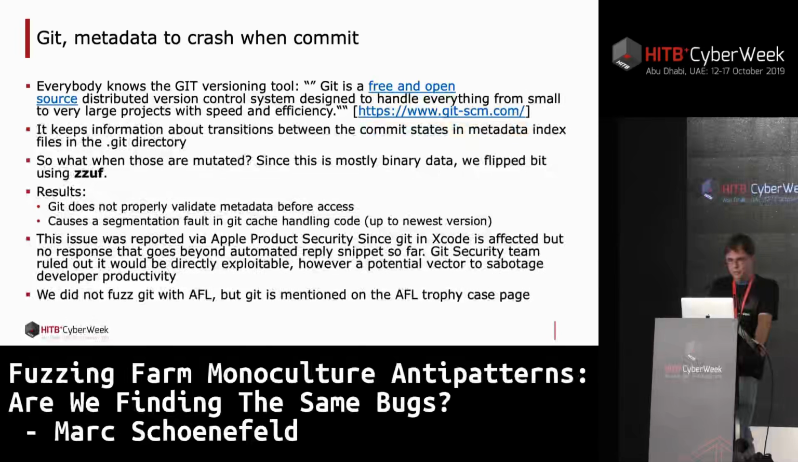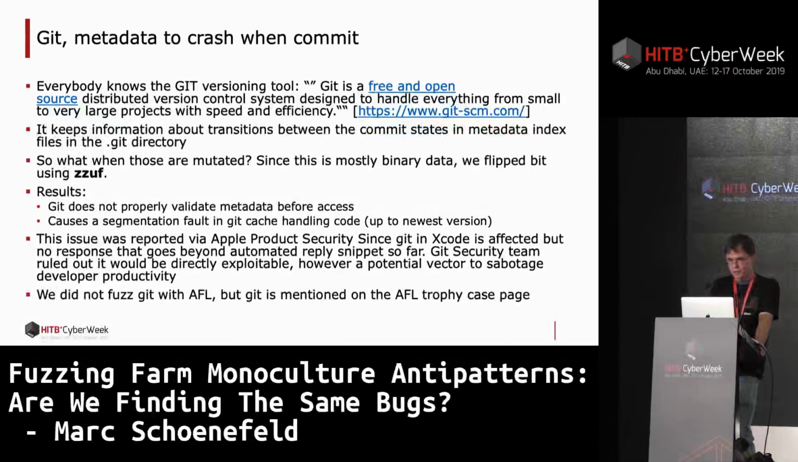It was first reported to Apple Product Security. Actually there were two test cases, but both landing in the same code. First the one from Apple was found, so Apple Product Security was informed, but there was no response till today. The Git security team ruled out that it would be directly exploitable, but still a potential vector to sabotage developer productivity.